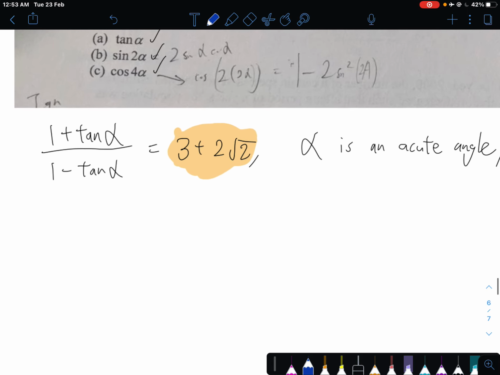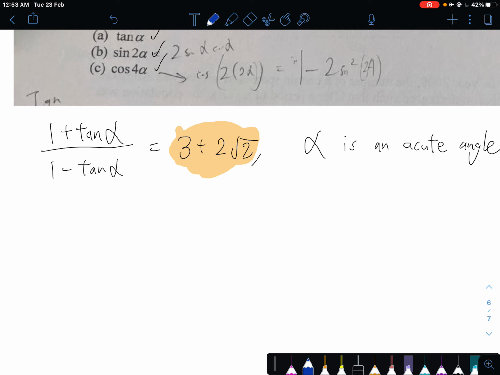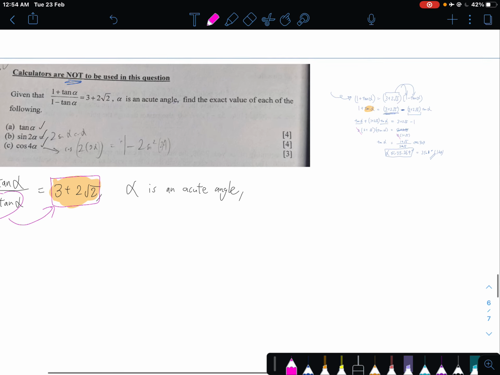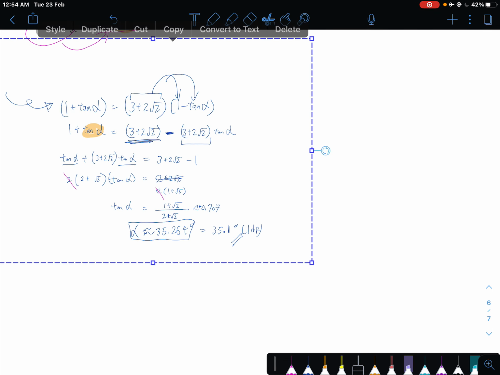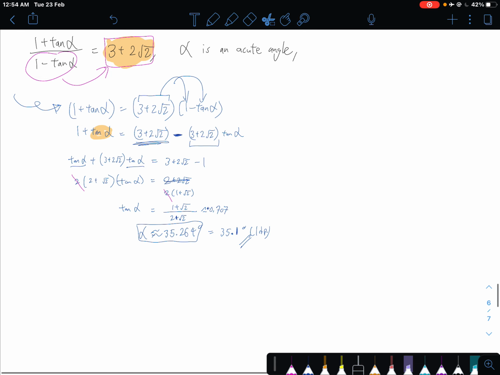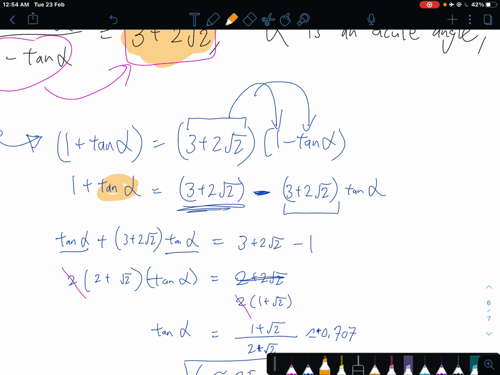Then what you can do now is, if you want to solve for tangent alpha, maybe a good idea is to just flatten out the fraction by multiplying the denominator over. In other words, this denominator times over. Just treat this as one number, then distribute into each of the terms. Distribute into 1, distribute into negative tangent alpha. Let me just show you what I've done so that it's faster. So what I did here is I simply multiplied the 3 plus 2 root 2 over to this guy.